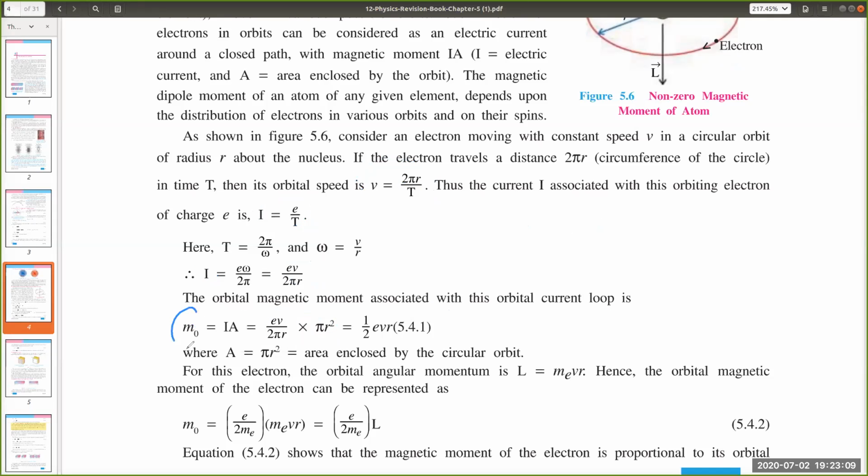Now what is magnetic moment? It is I into A, the current into the area of the loop, pi r square. So you get pi r squared times ev by 2 pi r, which gives half evr, okay?